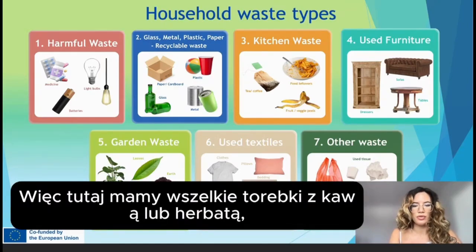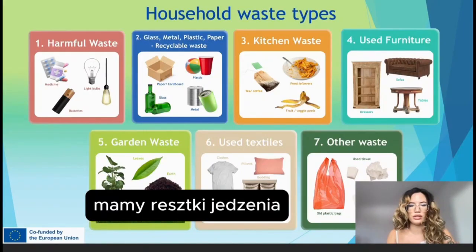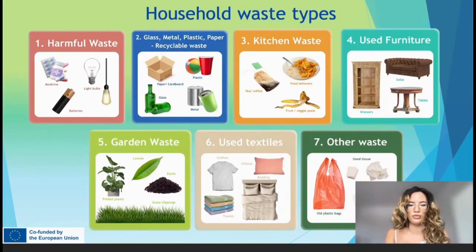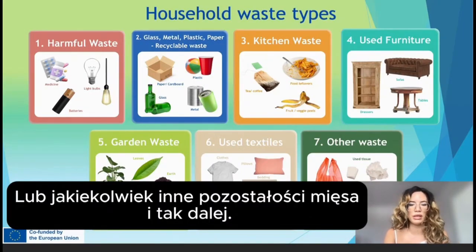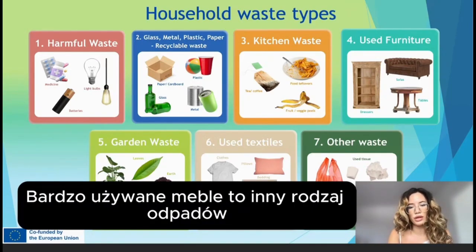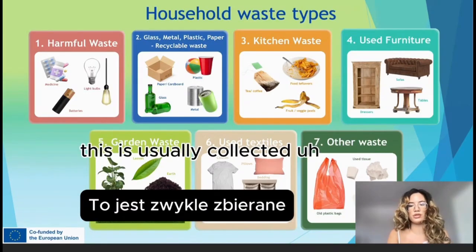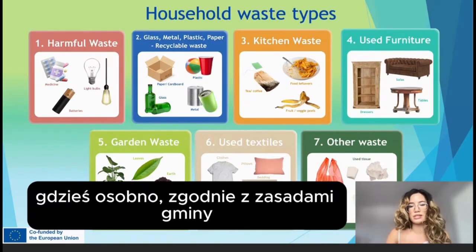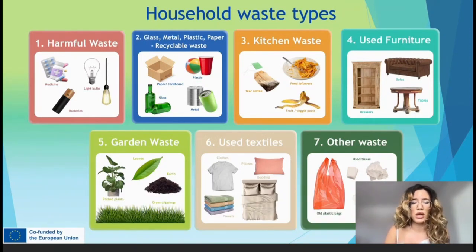So here we have any coffee or tea bags, the food leftovers, and the peels that result from fruit and vegetables or any other meat residue and so on. Then, of course, time passes everywhere, so very used furniture is a different type of waste. This is usually collected somewhere separately according to your municipality rules.